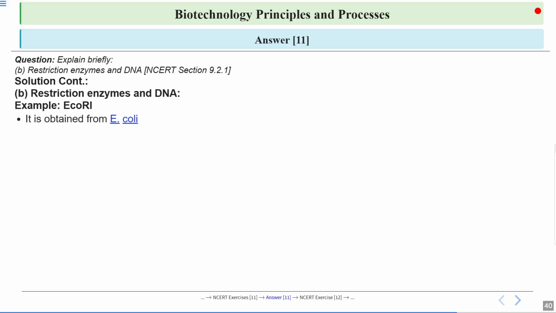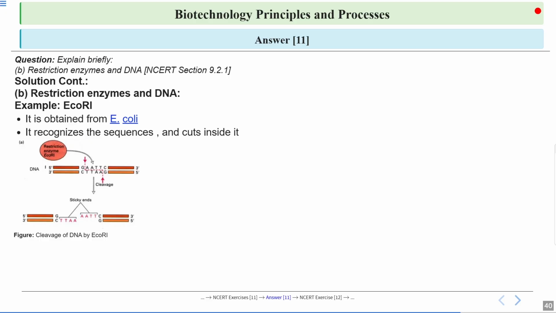The example is EcoRI. It is obtained from the E. coli bacteria and it recognizes the sequence and cuts inside it. The sequence is GAATTC that you can see in the figure.